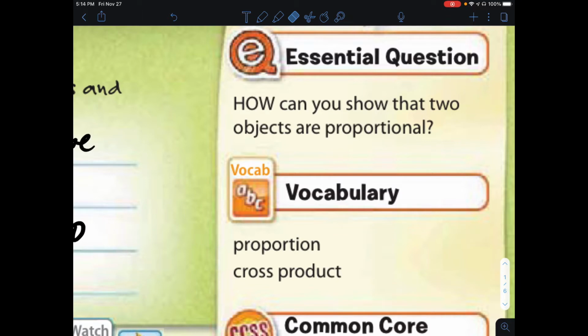And in this lesson, we'll learn two vocabulary words. The first word is proportion, which we will be defining in a second. And the second word is cross product. Okay, so proportion and cross product.